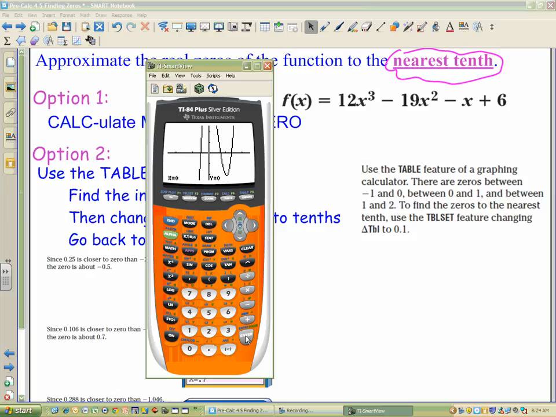So I'm going to go back into my table function, second table, and I can get a clearer look. What I'm looking for are those sign changes between negatives and positives. So I know there exists one between -1 and 0. What I want to do is get in tighter and see it to the tenths. So do a table change for the 84 models. Just hit the plus sign, and you can change your table right here. So 0.1 and hit enter, and now I get more detailed information.